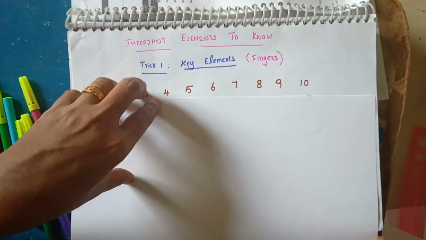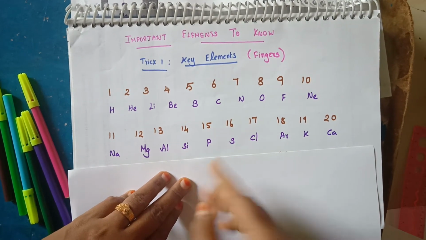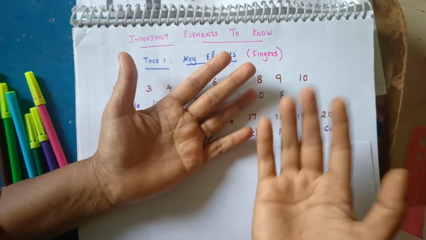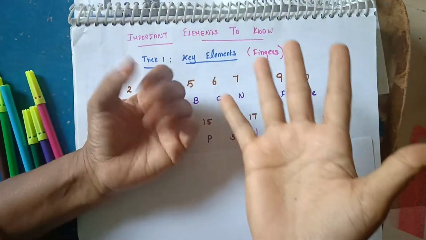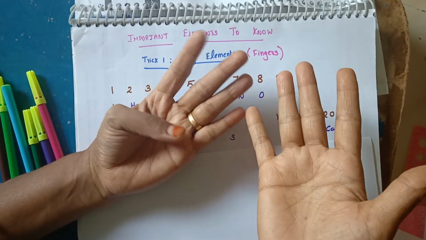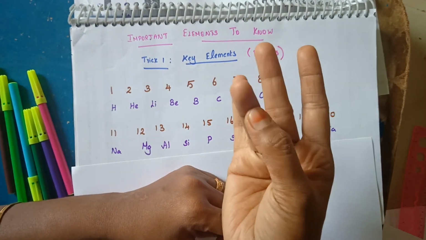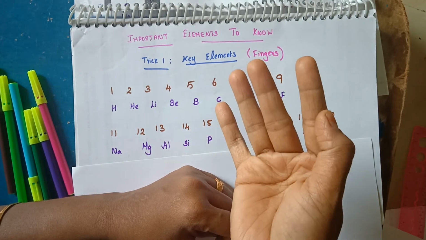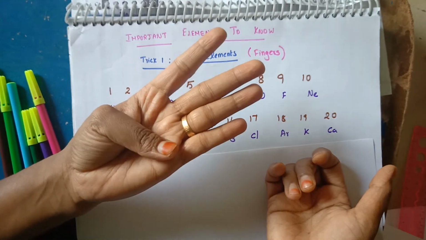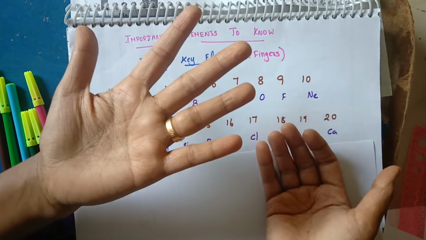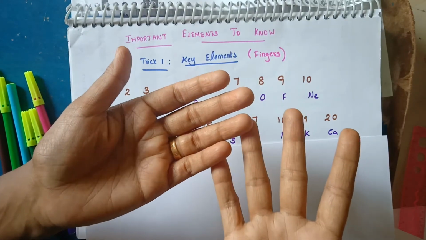Okay, the next elements, 11 to 20. Again, the same fingers you can use. 11, 12, 13, 14, 15, 16, 17, 18, 19, 20. So what are the elements? Sodium, magnesium, aluminium, silicon, phosphorus, sulfur, chlorine, argon, potassium, calcium. Same fingers only, so we are studying the next 10 elements. Then it is easy to memorize the elements.